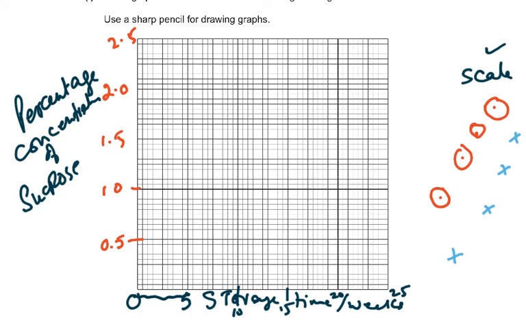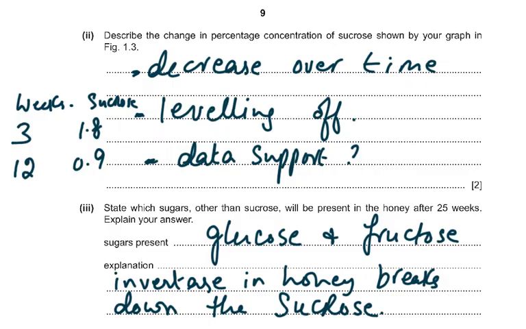Whenever you join the points correctly, the line must pass through the points. It must not go above or below them. This would not be acceptable. So you must join it very carefully so that you do not lose any marks. The last part of the question, part 3, says describe the change in percentage concentration. If you look at the graph, there is a decrease over time. At 0 weeks it was 2.3, at 3 weeks 1.8, at 6 weeks 1.3, at 12 weeks 0.9, and at 25 weeks 0.5. So it is decreasing, but it's leveling off, and there's a reduced gradient over time.